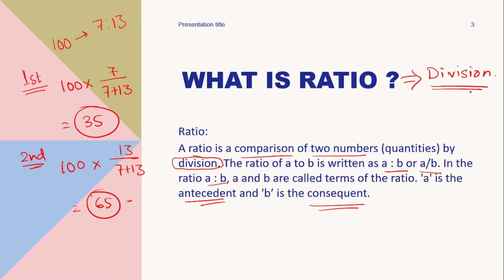So 100 can be divided into the parts 35 and 65. This is the 7 is to 13 ratio. Okay, I think you all understand.